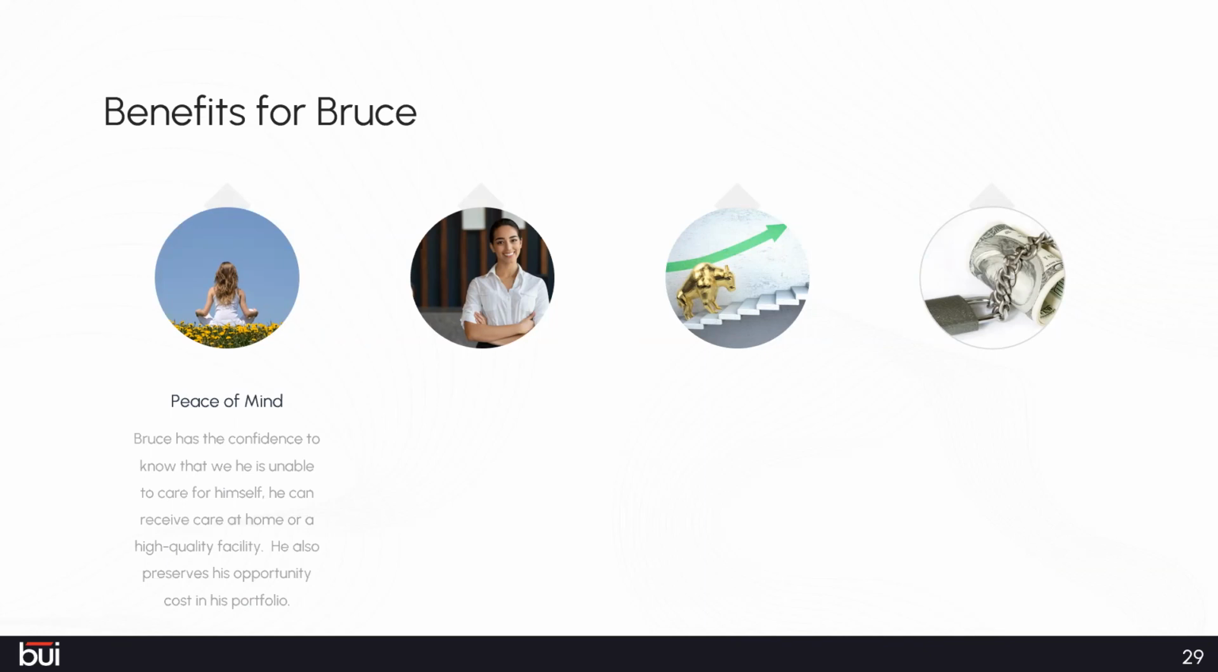He's also preserved the opportunity cost in his portfolio, and the product provides him with $14,000 per month at age 85 in long-term care reimbursement.